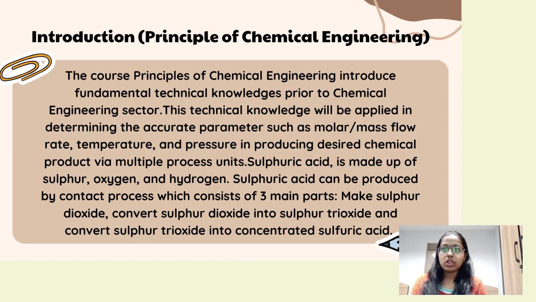The course of Principle of Chemical Engineering introduced fundamental technical knowledge prior to the chemical engineering sector. This technical knowledge will be applied in determining accurate parameters such as molar mass flow rate, temperature, and pressure in producing the desired chemical product via multiple process units. The purpose of this project is to put the information we've learned this semester in Principle of Chemical Engineering to use in a real-world setting for the production of sulfuric acid.